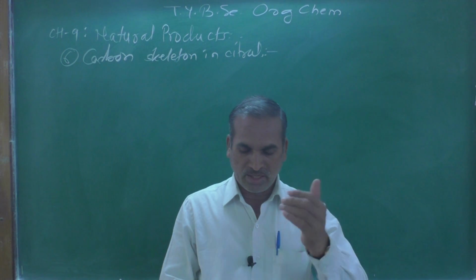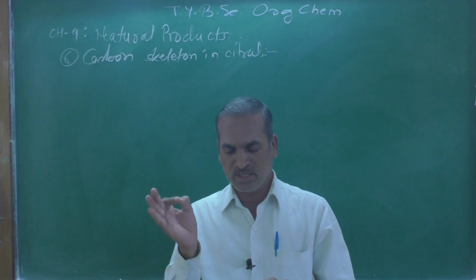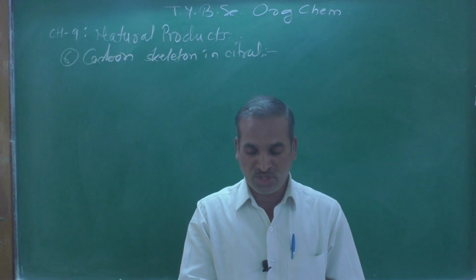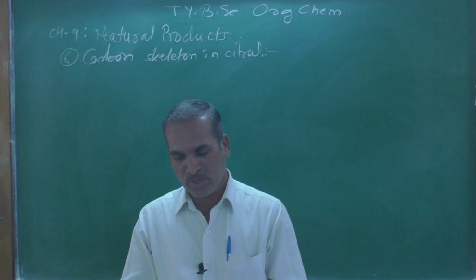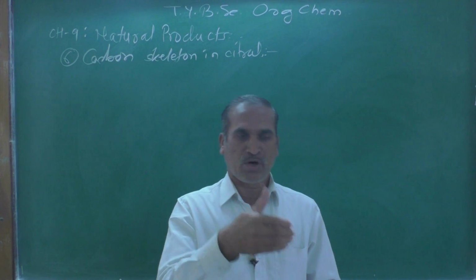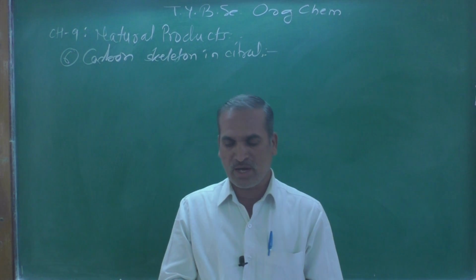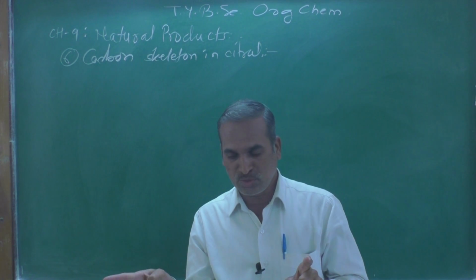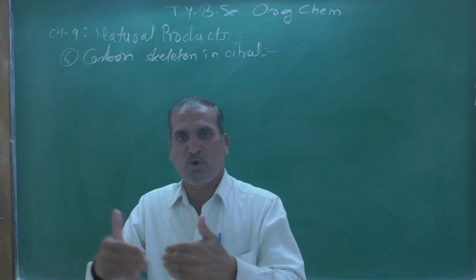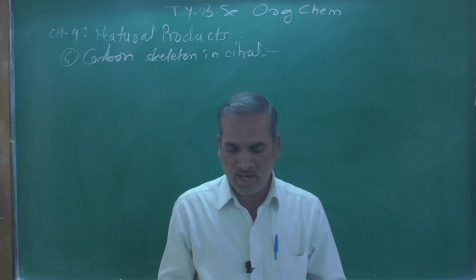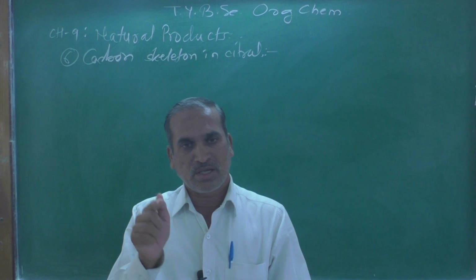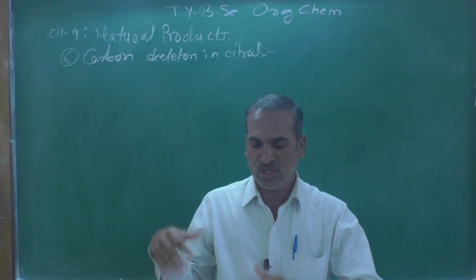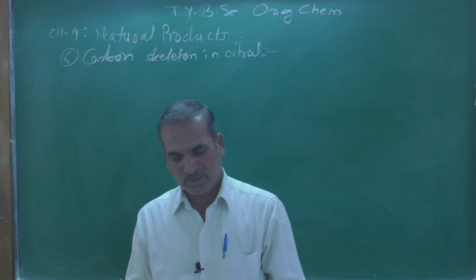Next, how will you prove the presence of an acyclic or open chain structure of the terpenoid? The formula of the parent saturated hydrocarbon of citral is C10H22, which corresponds to the general formula CnH2n+2, suggesting that citral is an open chain terpenoid.